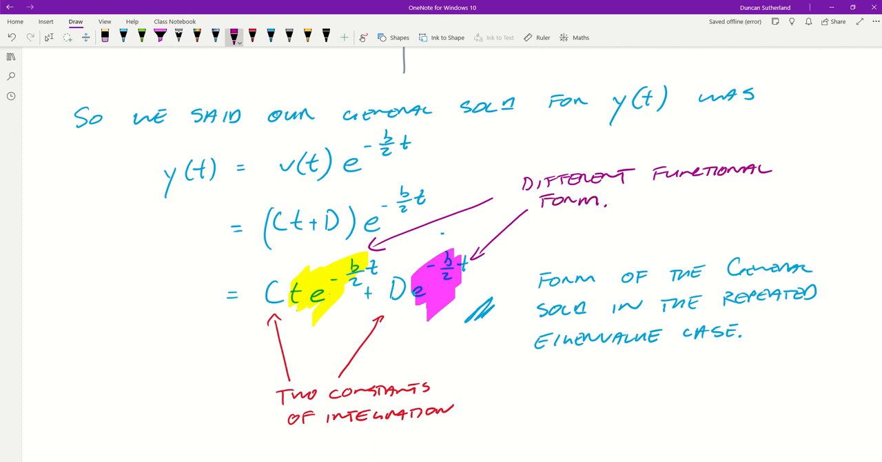So the long and short is that when you've got a repeated eigenvalue case, your initial guess at a solution, your naive guess, e to the lambda t, isn't sufficient. It misses half of the solution. So you have to go back and modify your guess in order to save it. So after we modify our guess and find out what function we need to multiply e to the minus b on 2t, we find this form of the general solution. And that's it.